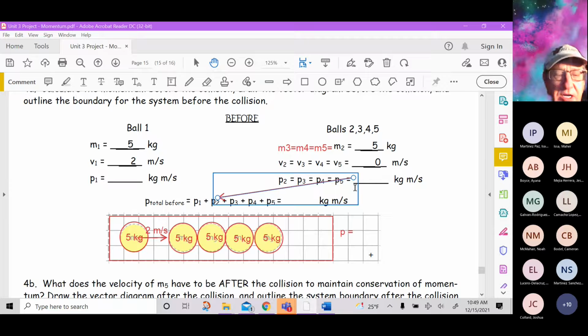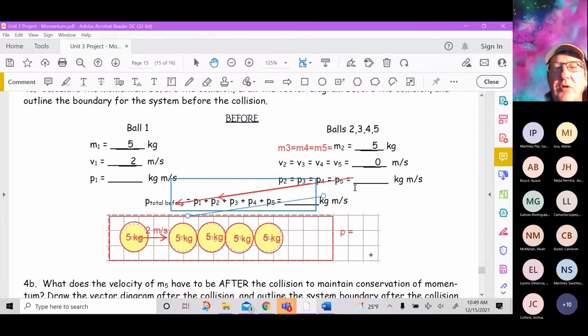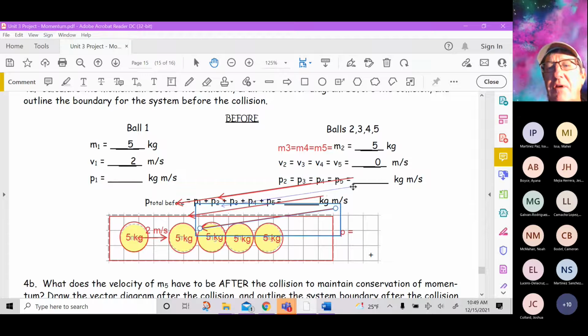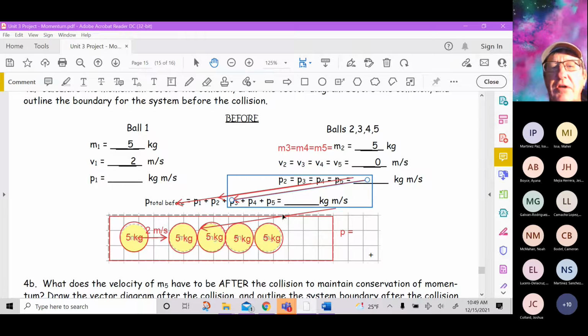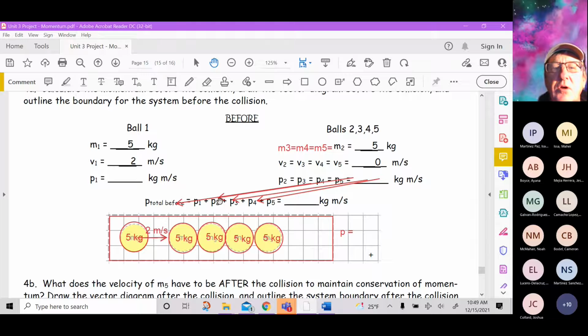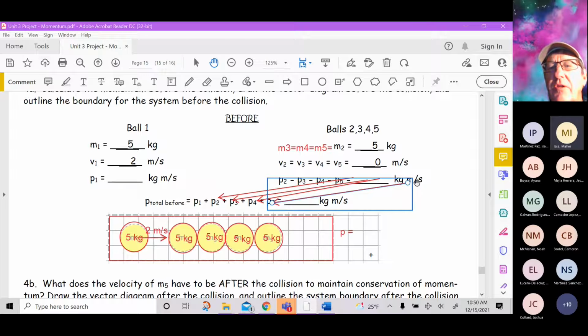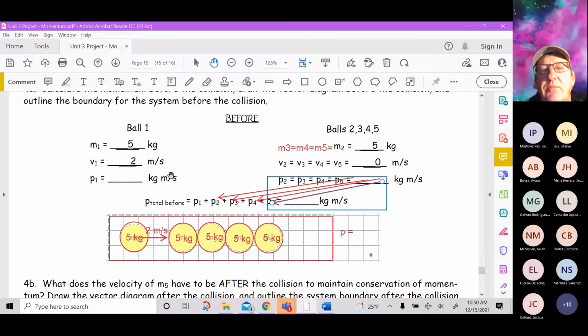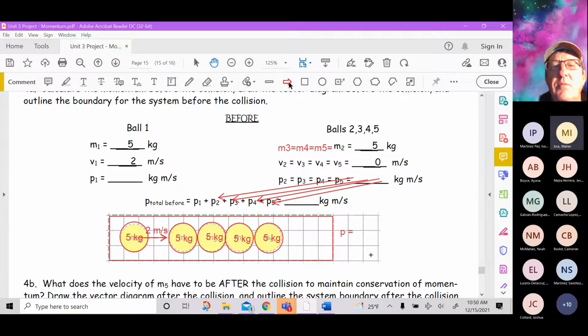That's going to go there. It's also going to go, every time you're going to put the same thing in there for ball 3, for ball 4, for ball 5. It's always the same thing. Because they all have the same mass, they all have the same velocity. You just repeat that over and over again. Okay, and the only one that's different is ball number 1. Okay, so 5 is basically going to be the same.